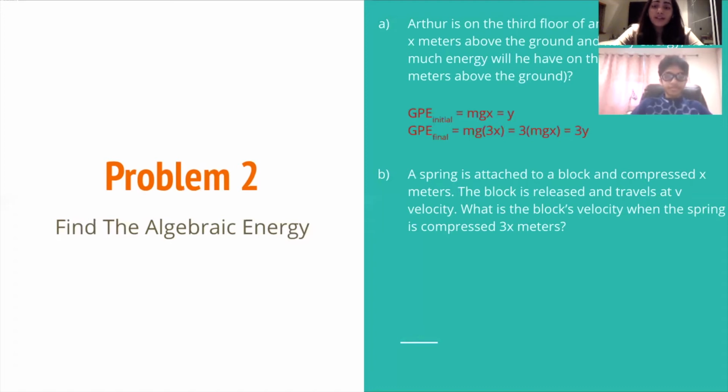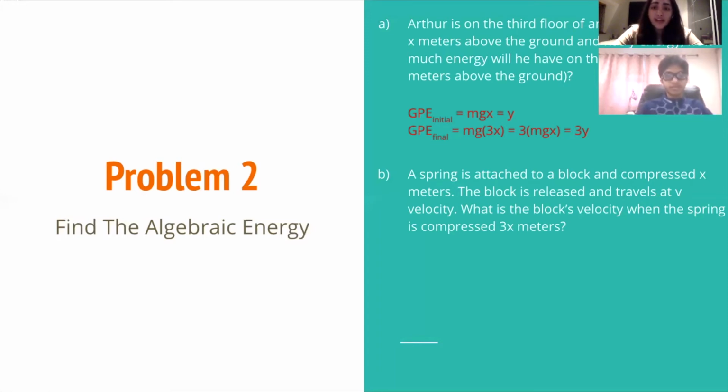So we get that it equals 3 times mgx if you just rearrange where the 3 is located, which, when you compare it to the initial gravitational potential energy, is 3 times that amount. So we know that it is 3y. And keeping that in mind, we're going to try a very similar problem.